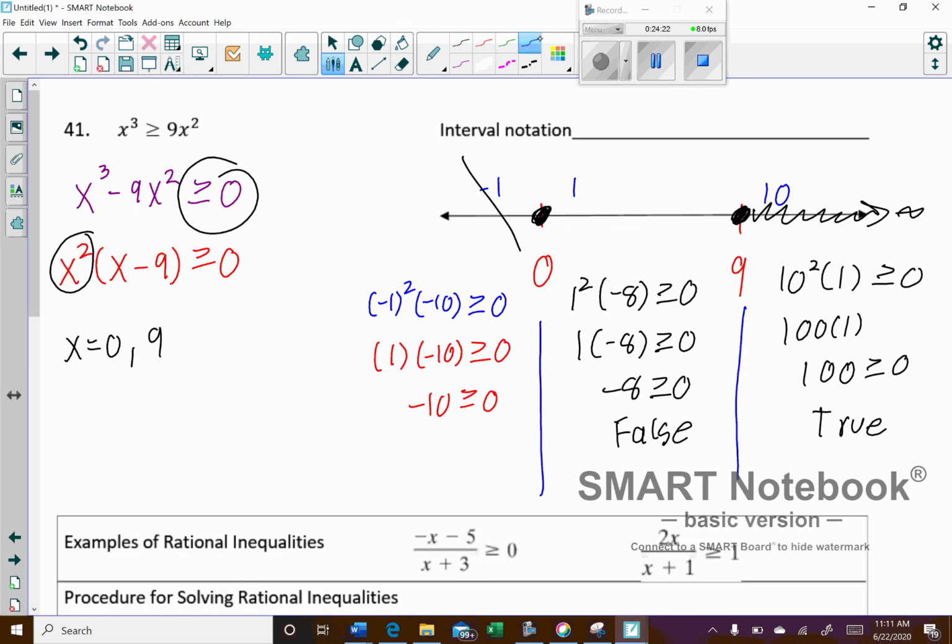Okay, so the way we're going to have to put our interval set here is we have to include 0, so we're going to put 0, and then union, we want to include from 9 to infinity.